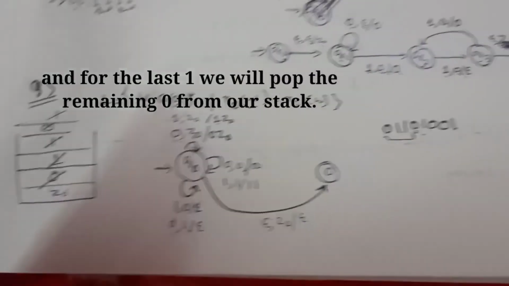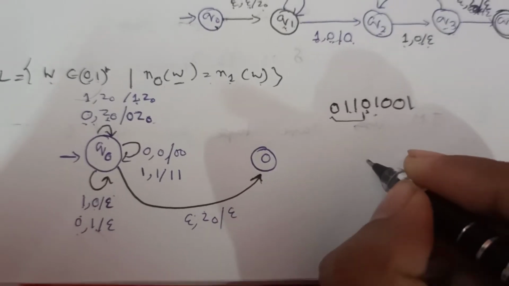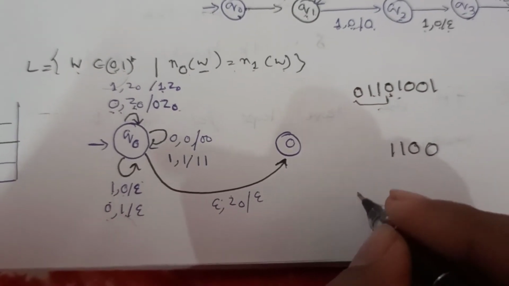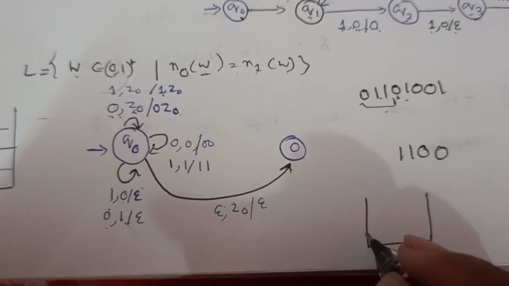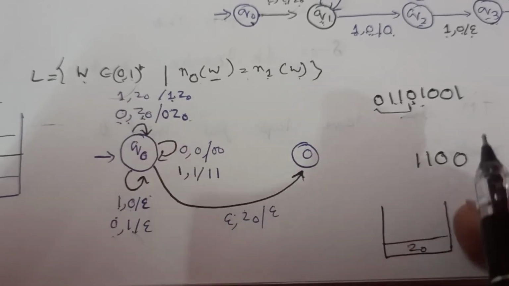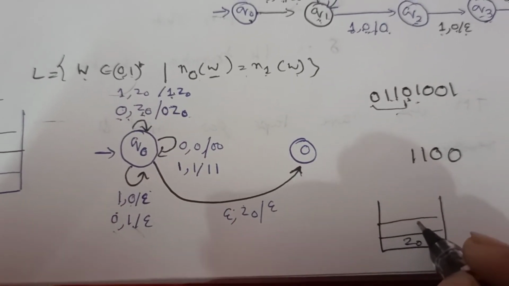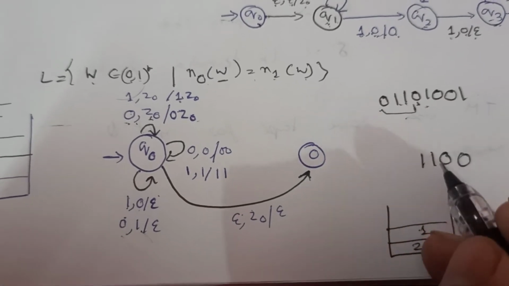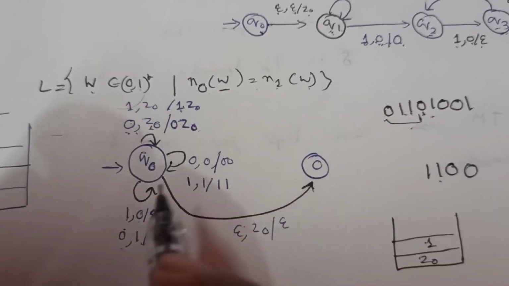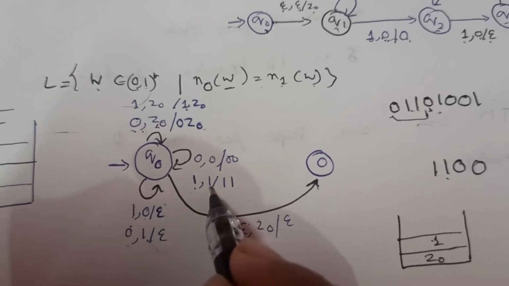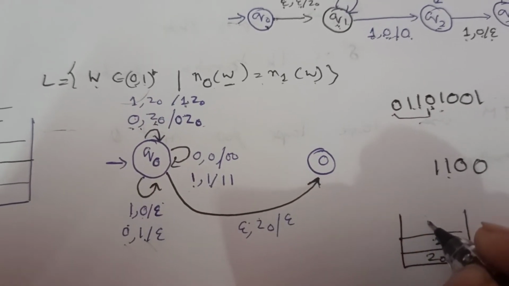Now let's check for another string. Suppose we have 1 1 0 0. Let's check the stack for it. First it has Z0, and first 1 will be pushed here. Now our stack top is 1 and our input symbol is also 1. So for stack top 1 and input symbol also 1, it will push another 1.